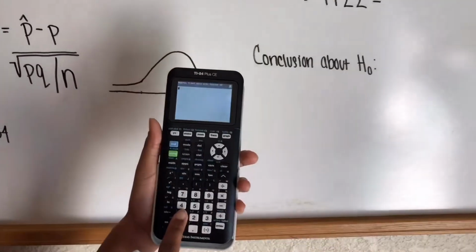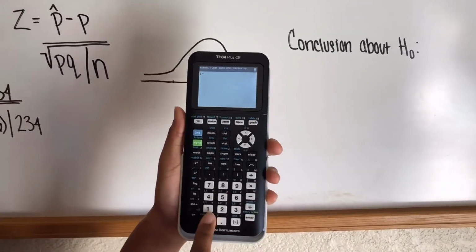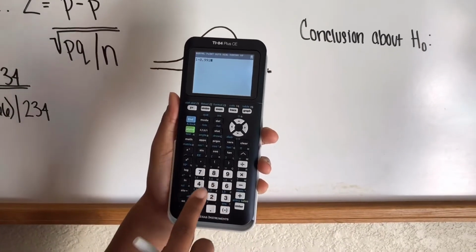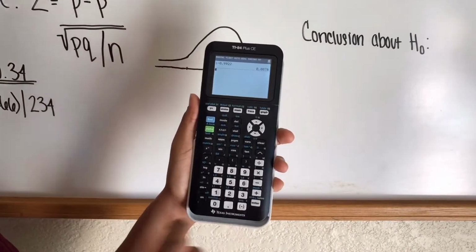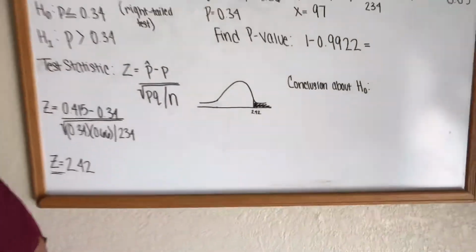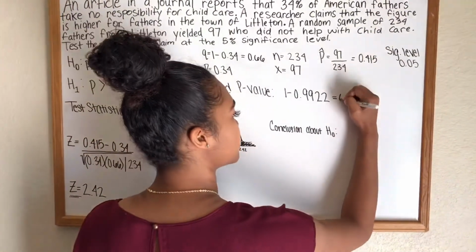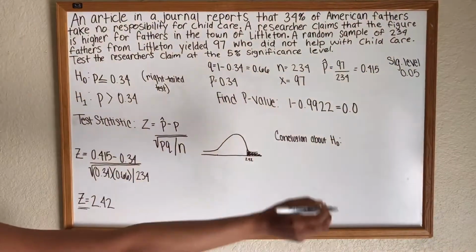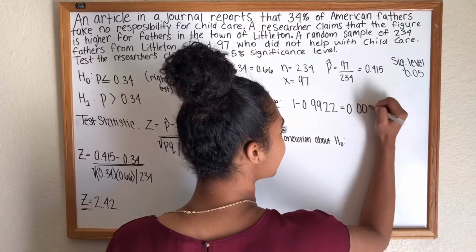Let's clear that, and then we're going to get 1 minus 0.992, and that will equal 0.0078. So 0.0078.